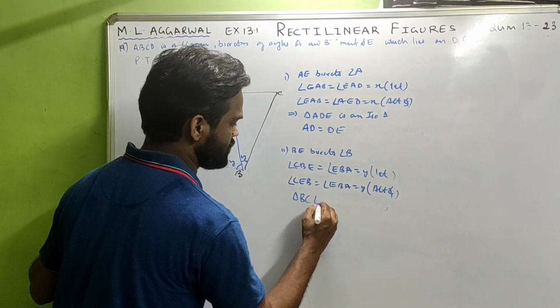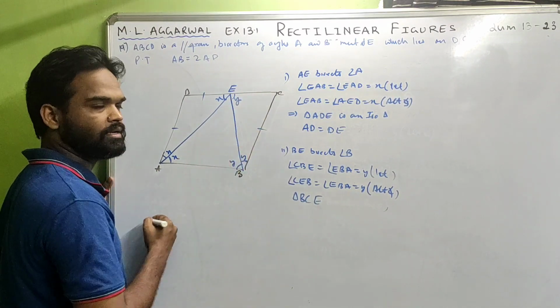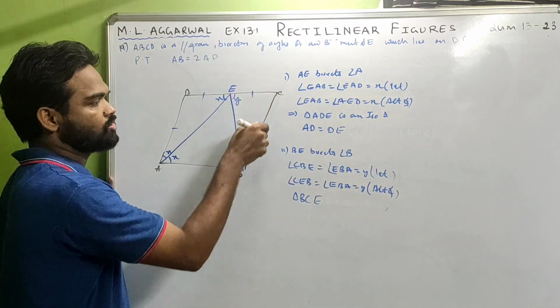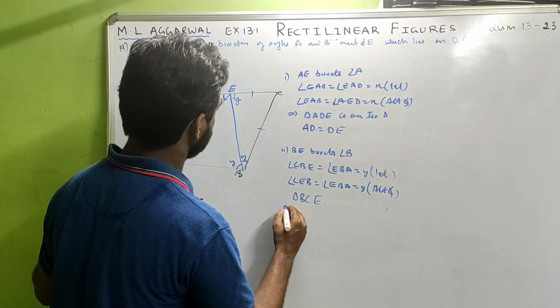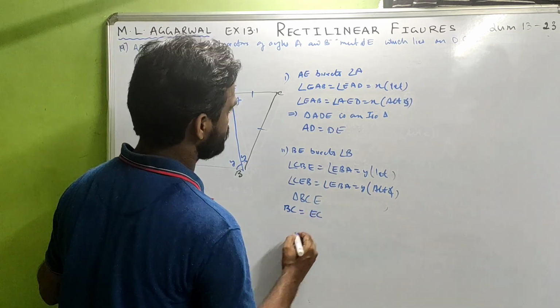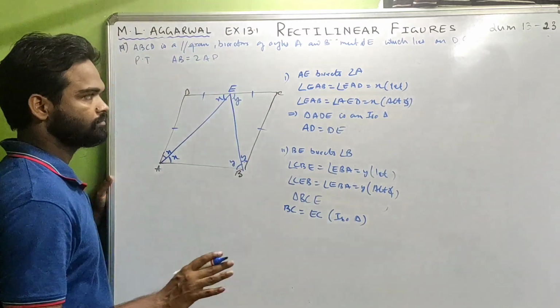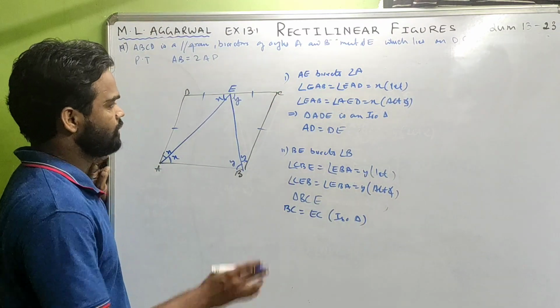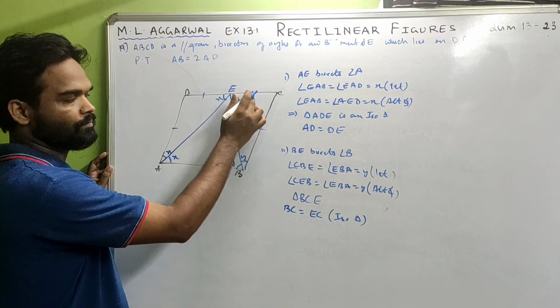Now look at triangle BCE. These two angles are equal, which means the sides opposite to them will be the same. BC will be equal to EC. Why? Because it's an isosceles triangle. Am I clear? So this side is equal to this side, and this side is equal to this side.